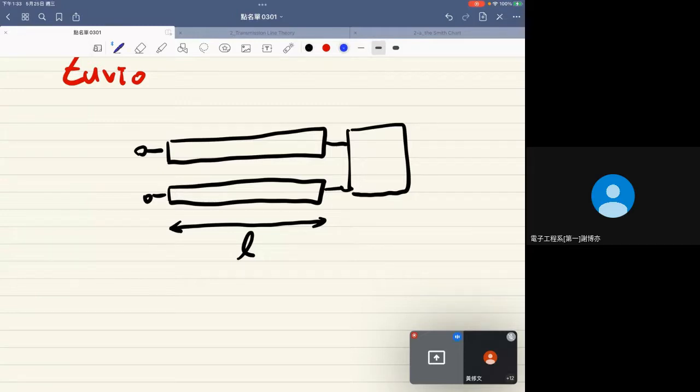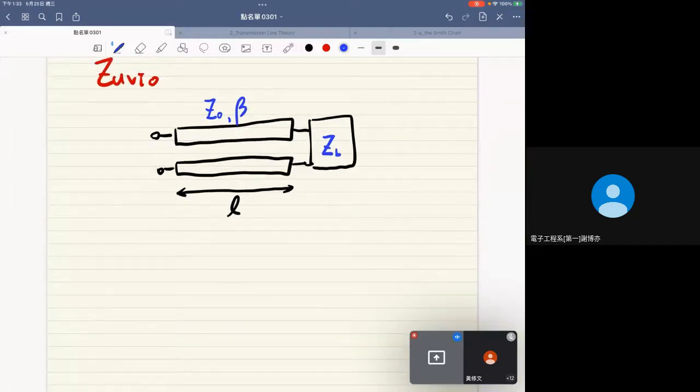Okay, first, what do we have? We have a load which has the impedance ZL. When this load is terminated at the end of a high-frequency transmission line, and this high-frequency transmission line has the characteristic impedance Z0, the length is L, and the propagation constant is beta. Okay, this is the basic structure of how to derive the Smith chart.